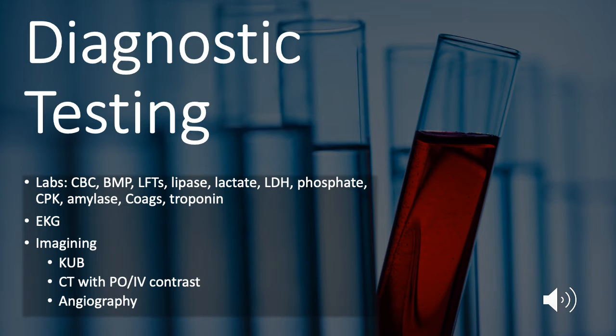If your CT is equivocal, but you still have high clinical suspicion for mesenteric ischemia, you should definitely consider angiography and talk with your surgical team about whether or not they think this is a good idea.